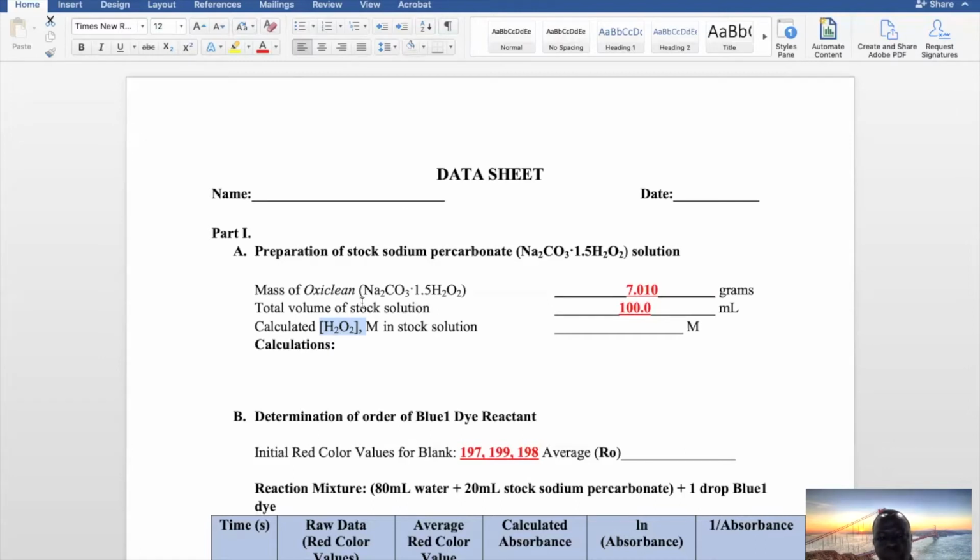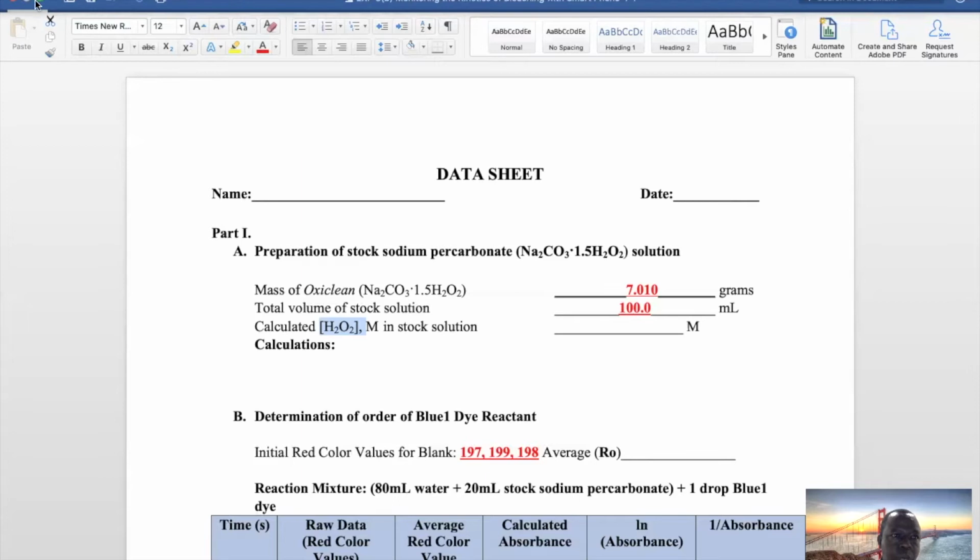In part 2 and part 3, there are 3 parts. There is part 1, there is part 2, and part 3. In part 1, preparation of stock solution, we need to know the number of moles of the peroxide and the volume. You are given the total volume here. Remember to change that to moles.